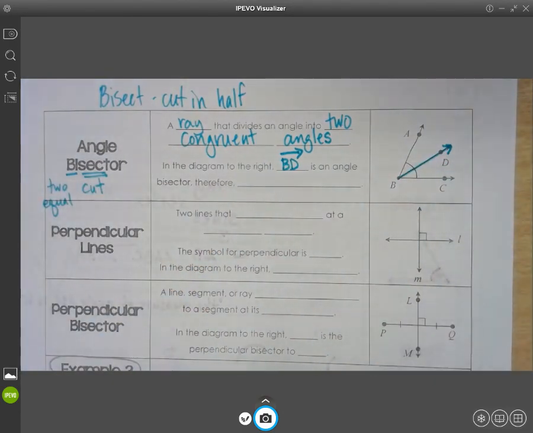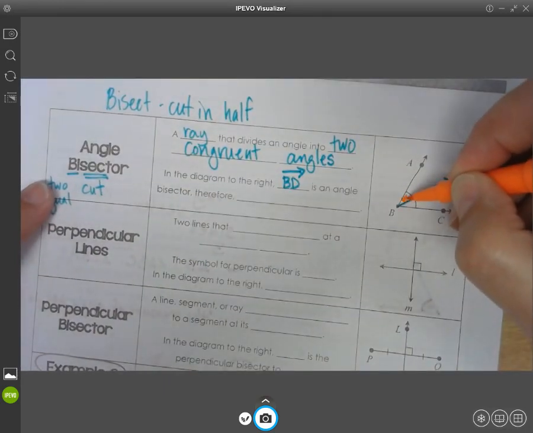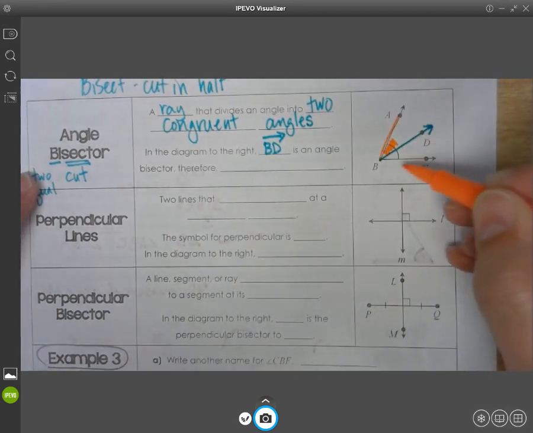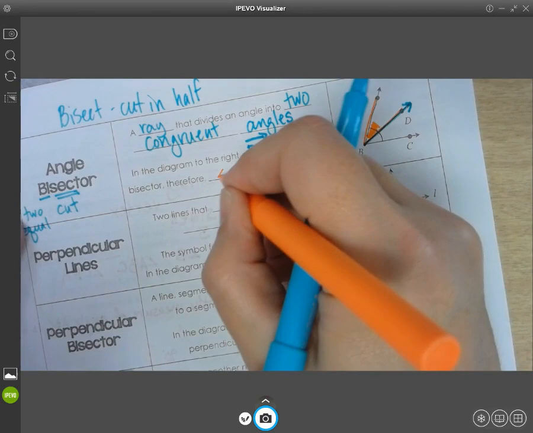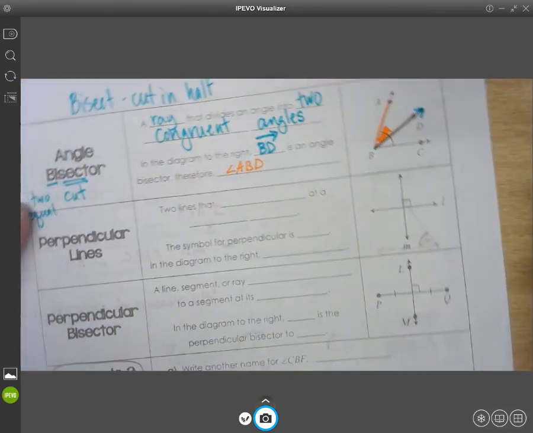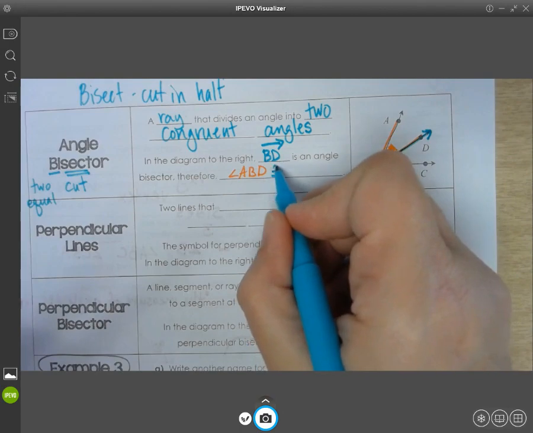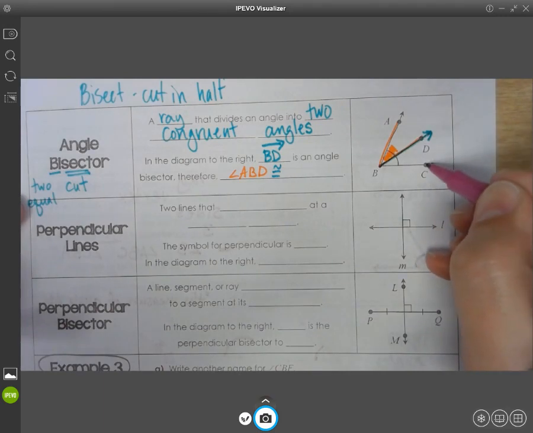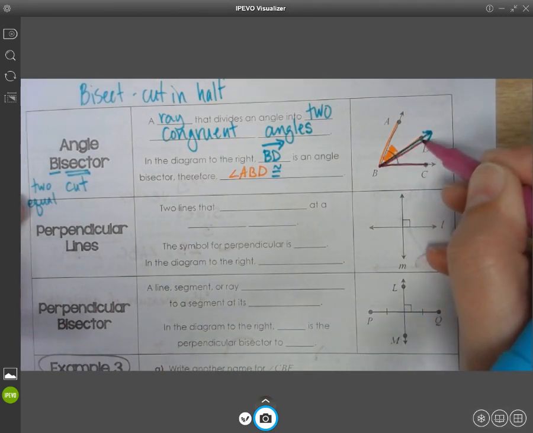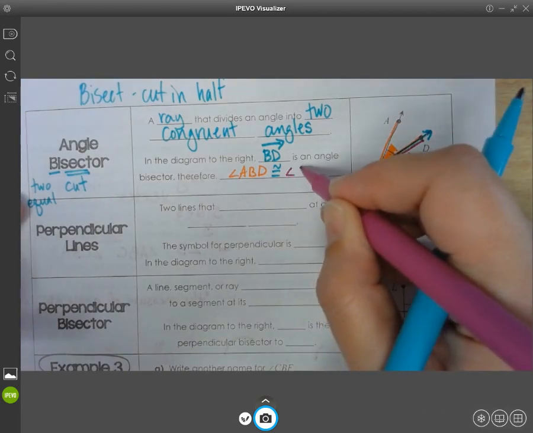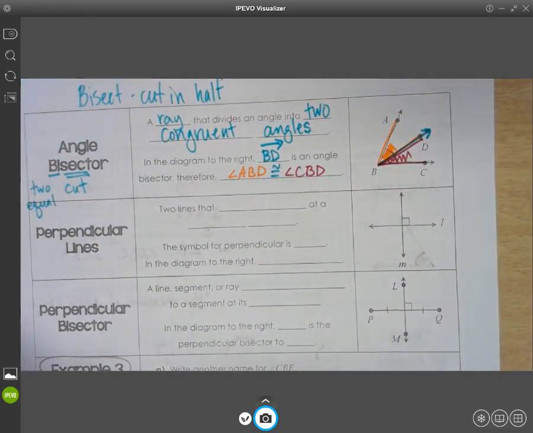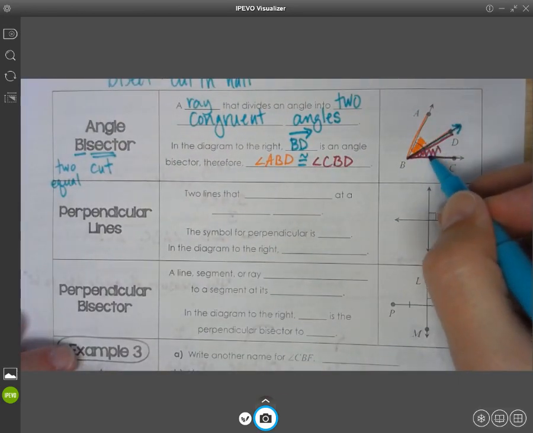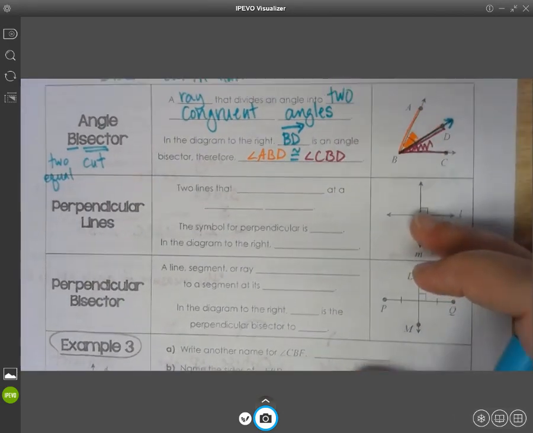So this angle up here on the top, I'm going to color it orange. This angle in here, do you see that? Angle ABD is congruent to the other angle on the bottom, angle CBD. This angle down here, angle CBD. Those two angles should look the same. So we put that little curvy mark when we're talking about congruent angles. Okay.